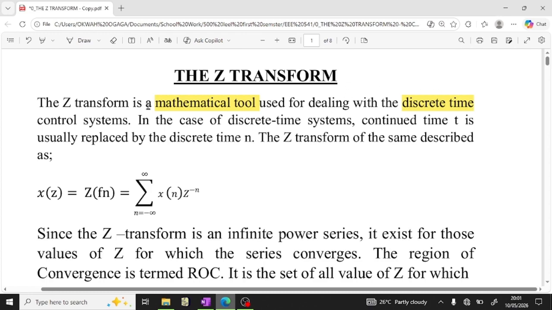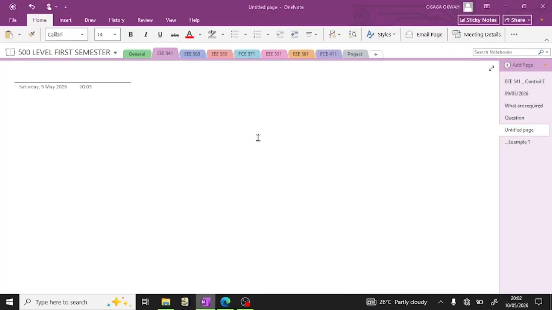But that control system is now on discrete time. What do we mean by discrete time? Let me quickly explain what this mathematical tool means, before we go into what discrete time means, and then understand what the Z transform is all about. So let's do it right here.